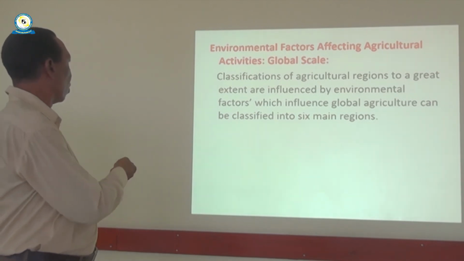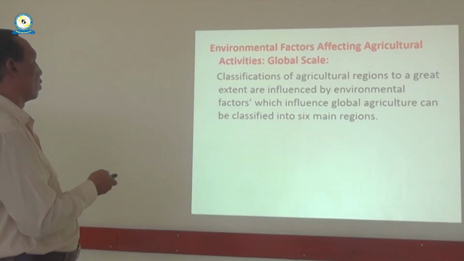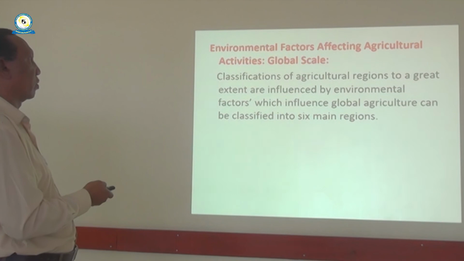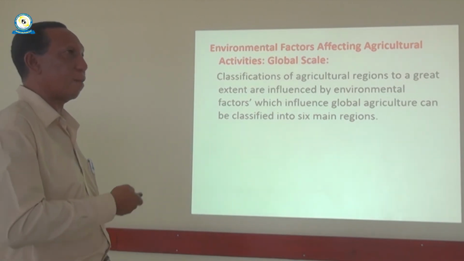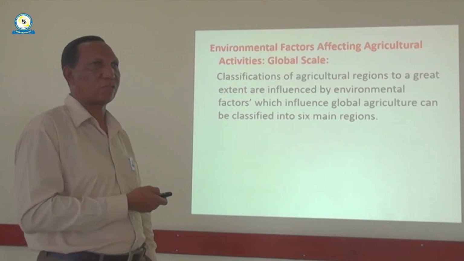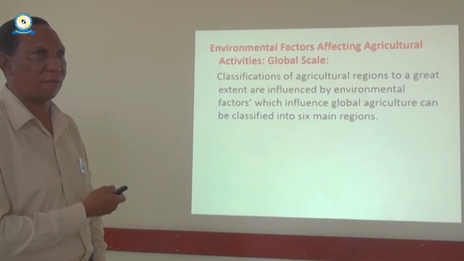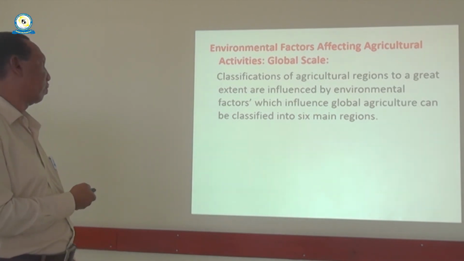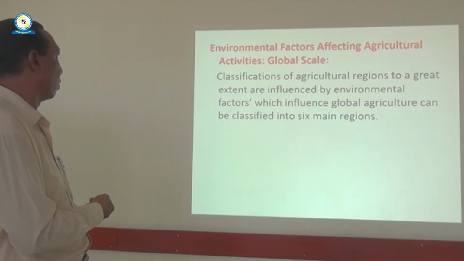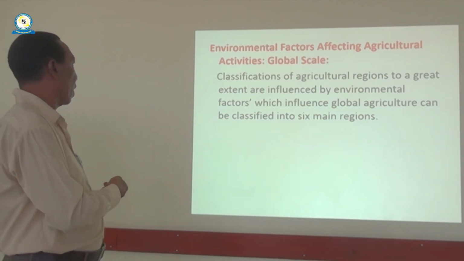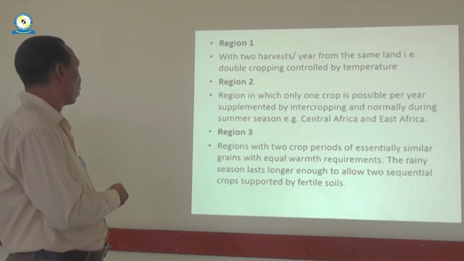To wind up this part of the presentation, let's now see environmental factors affecting agricultural activities on a global scale. We have seen those factors which are positive, that is, they are pro-environmental. That is, they motivate the environment to support certain types of agricultural activity. But there are also those which affect agricultural activity. Now these can be classified into 6 main regions.